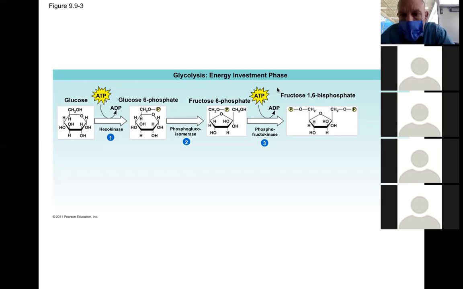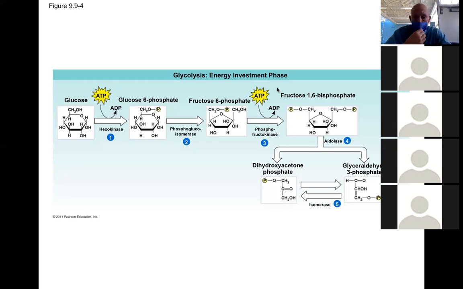Who's keeping track of the math? We're not doing so well so far. The whole point of glycolysis is to make ATP. We've already lost two. Good job, Perla. Daniel, what happened in this picture?